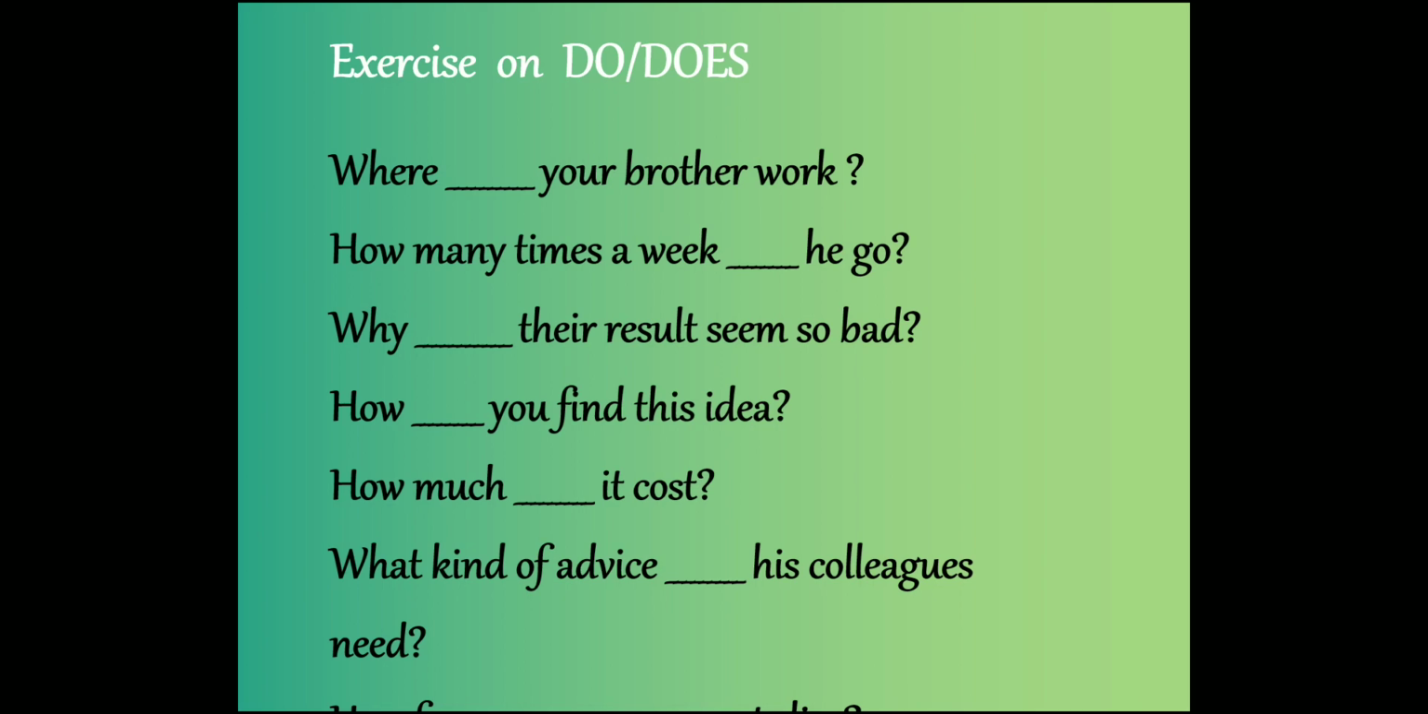So what is our subject here? The doer of the action. That action here is work. So who is working there? Our brother, which is a singular one. So for that singular subject what we write is does. Where does your brother work? Is it clear? Yes. Then next question, "How many times a week dash he go," right?